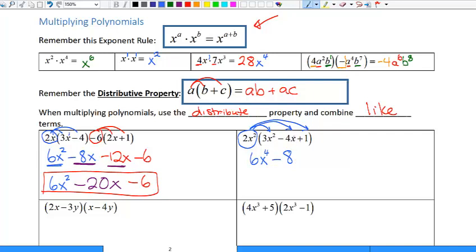Then we have x squared times x. Don't forget that x has an invisible exponent of 1. So I add the exponents to get a total of 3. Plus 2x squared times 1, well, that's just 2x squared. Notice none of these terms are like terms. They all have the same base, but all of the exponents are different. So none of these can add because they're not like terms.